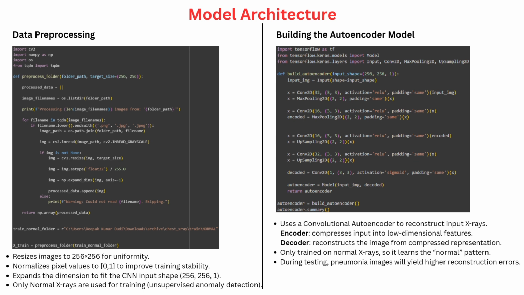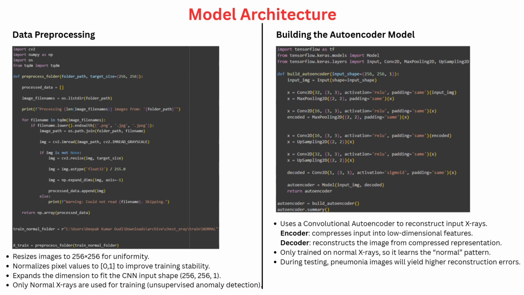Diving deeper into the model architecture, the data preprocessing involves resizing all images to 256 by 256 and normalizing pixel values to a range of 0 to 1. We then train the convolutional autoencoder only on normal X-rays. The encoder compresses the input and the decoder attempts to perfectly reconstruct it.